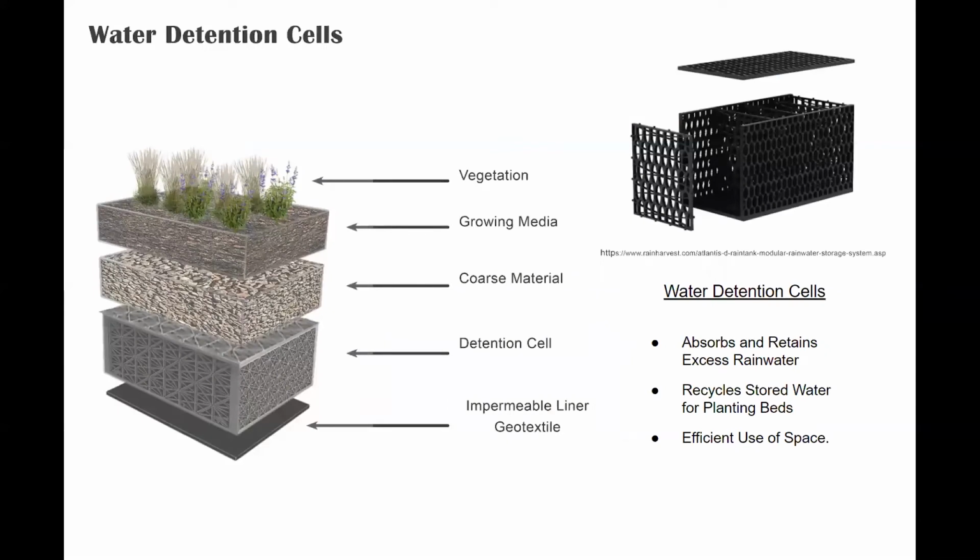The different layers for the water retention cells are very important. As we can see, the vegetation layer helps us increase the green area in Nolanville, and each one of the next layers helps us filter the water and get it into the detention cell layer, where most of the water is going to be captured. The water detention cell absorbs and retains the excess rainwater, recycles the water, and also stores the water underground.